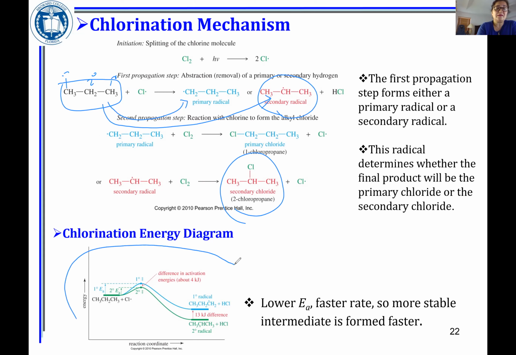if you can read the diagram, a picture says 1,000 words. The secondary intermediate has less energy and is more stable than the primary. And the more stable the intermediate, the faster the reaction. So you can judge the stability of the intermediate based on the amount of energy each one has.